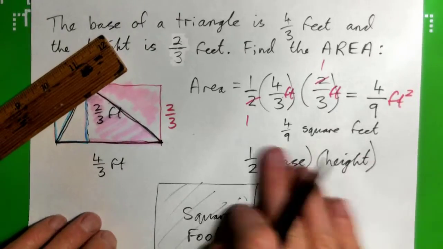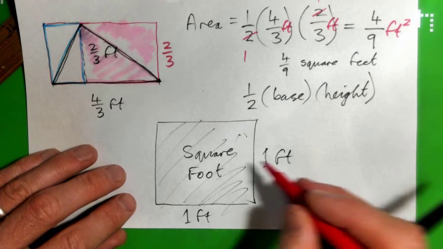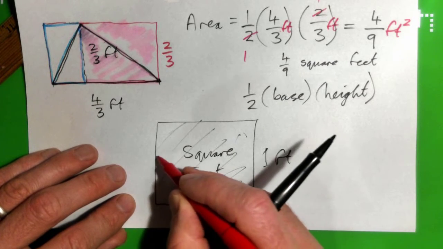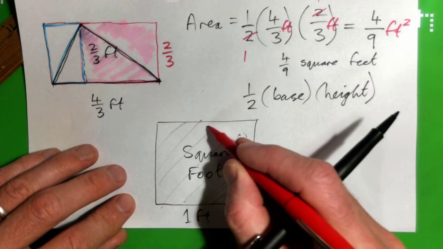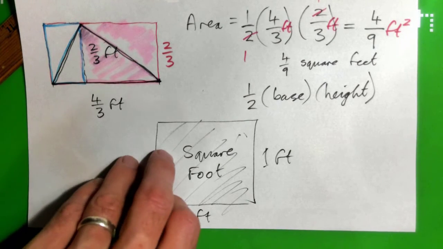And our triangle was 4/9 square feet, so that's roughly a half. So that's kind of like half of this square foot or so, right? Good job.